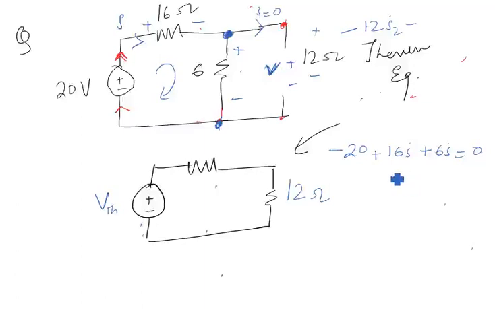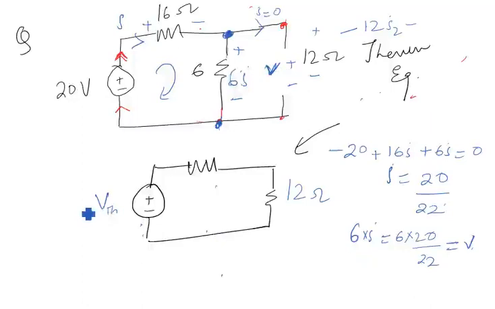Calculate the current. So I will be 20 divided by 22. So this is the current. What is the voltage across 6? That is 6I, so 6 into 20 by 22. And this is the V across 6. So VTH is nothing but the open circuit voltage across the resistance which you are choosing. So that is 120 divided by 22.